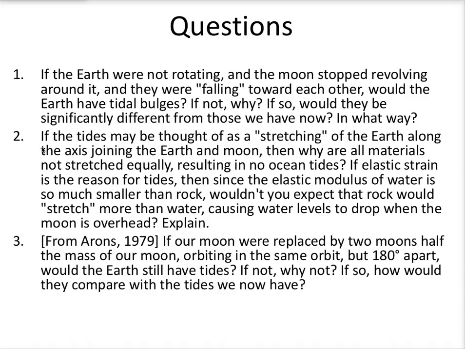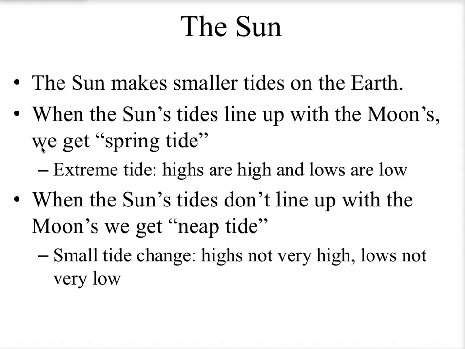So here are some questions you might want to think about. And then the sun has an effect on tides on the Earth. The sun is very massive, but it is much further away. The effect of the sun is about a third of that of the moon, or maybe half of that. And so when the moon and the sun are lined up, we have a spring tide.